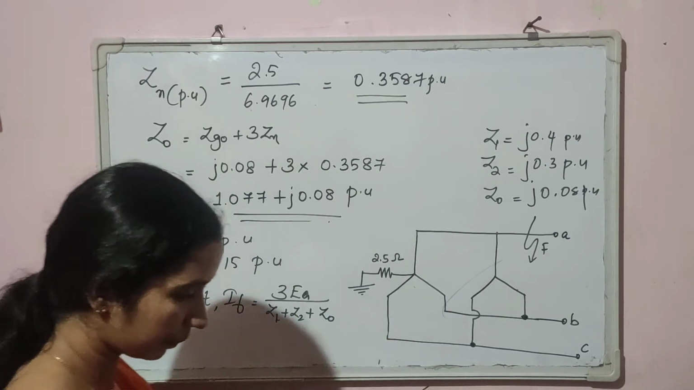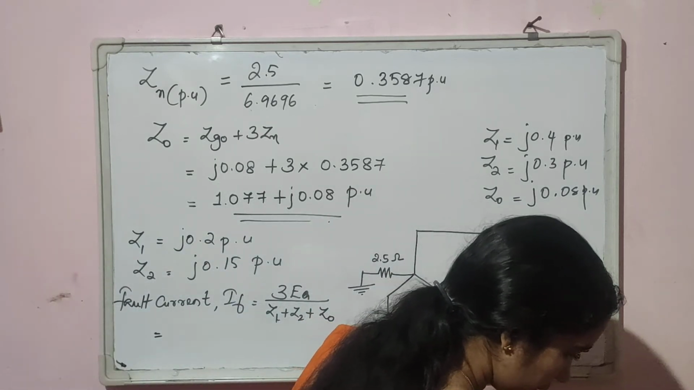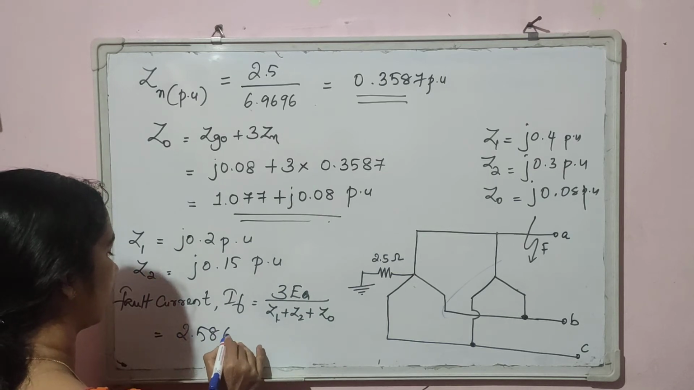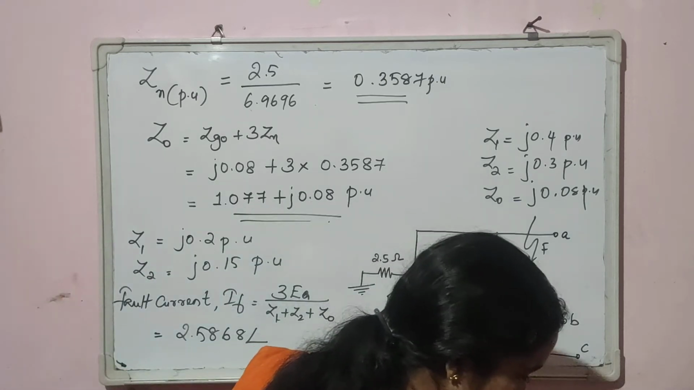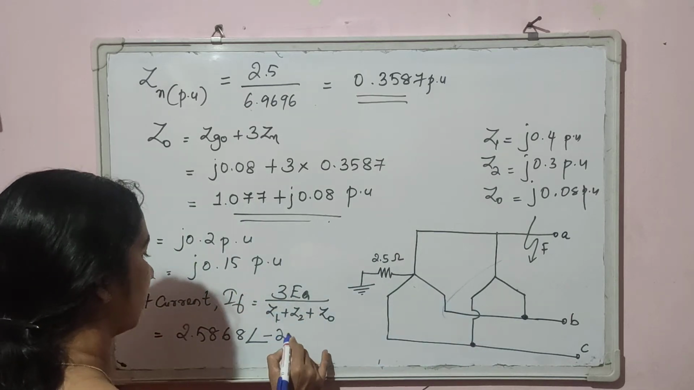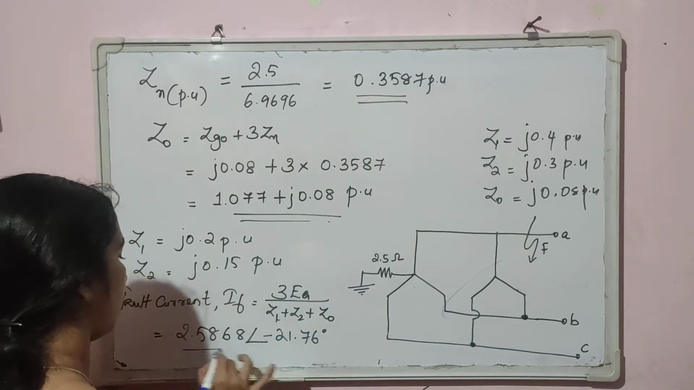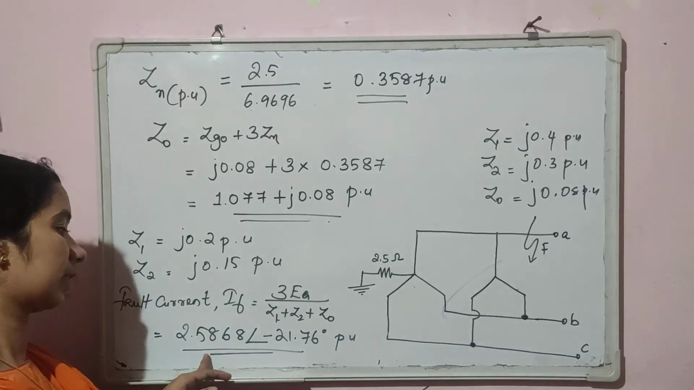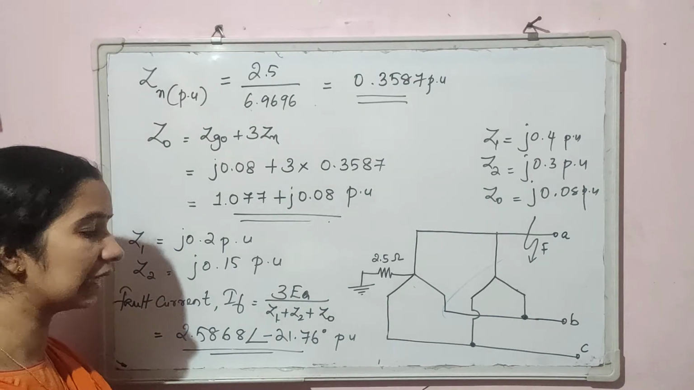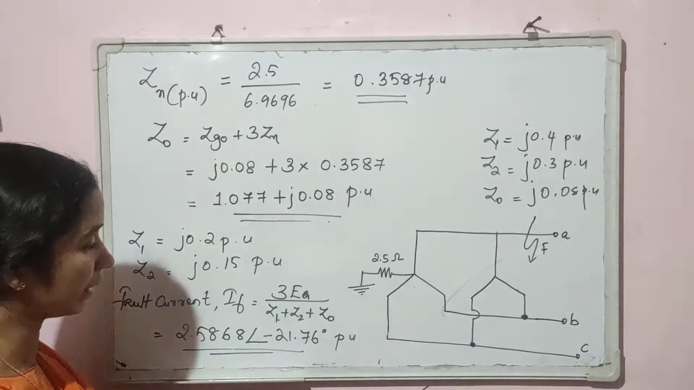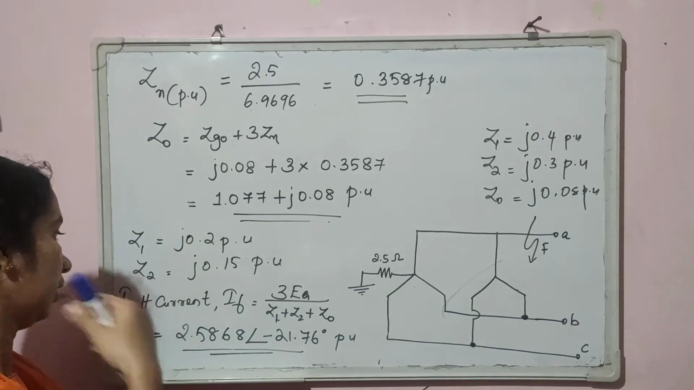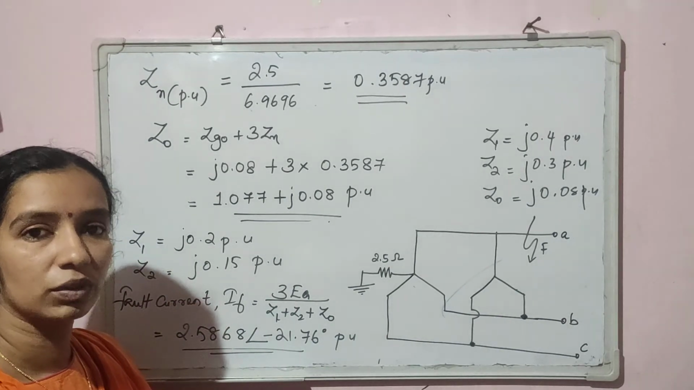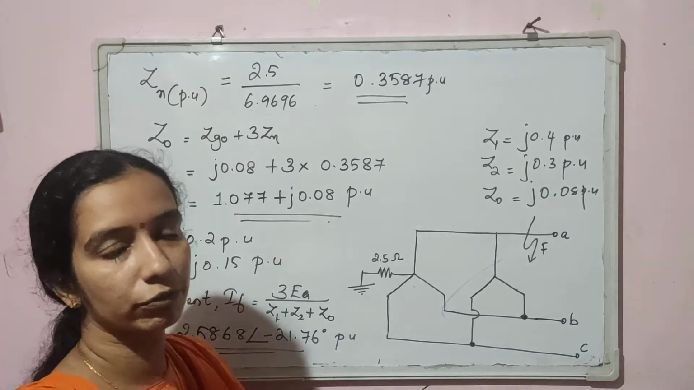And your answer will be, the fault current is equal to 2.5868 angle minus 21.76 degree per unit. So this will be the per unit value of fault current. So we have calculated the fault current. So this is the per unit value. Now we have to calculate the actual value of the fault current also.